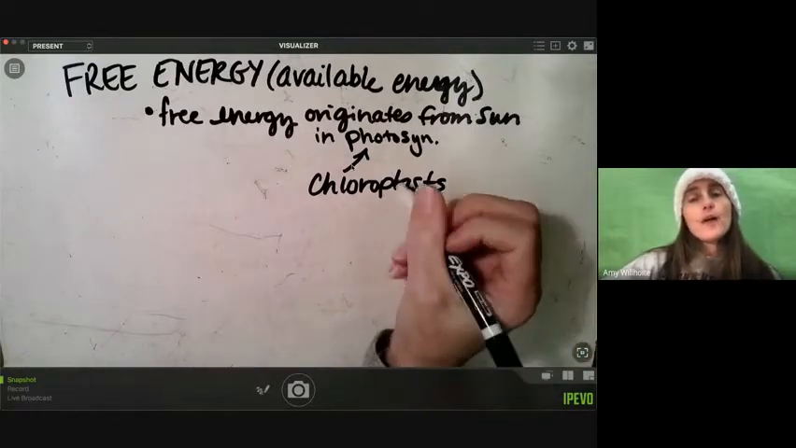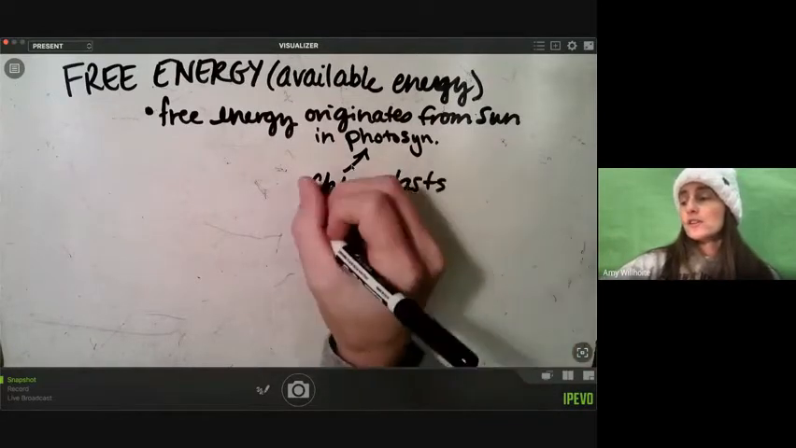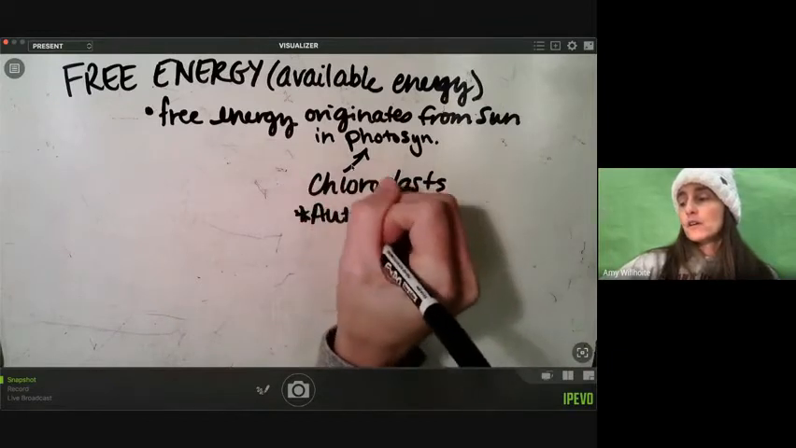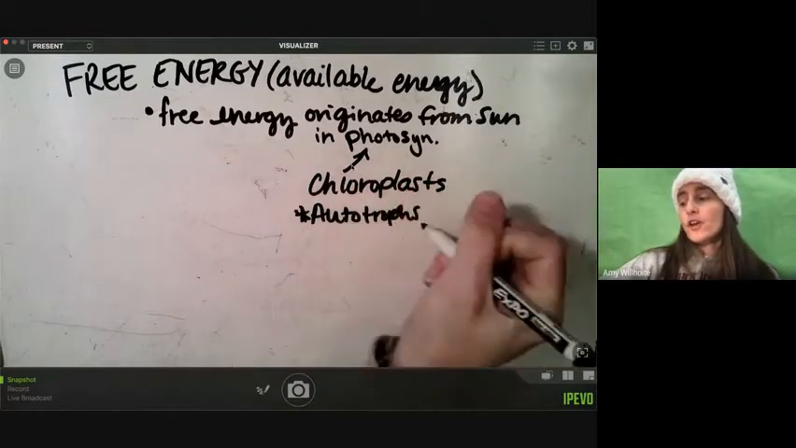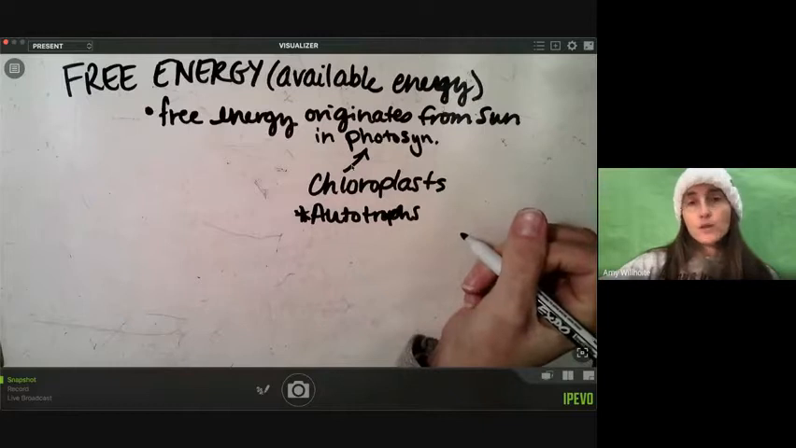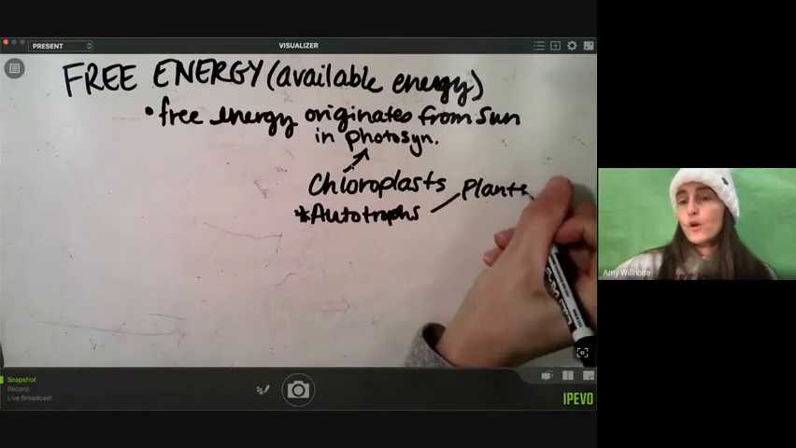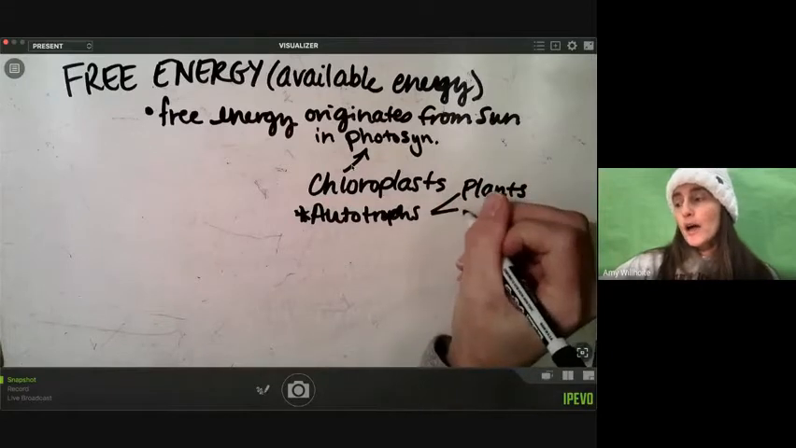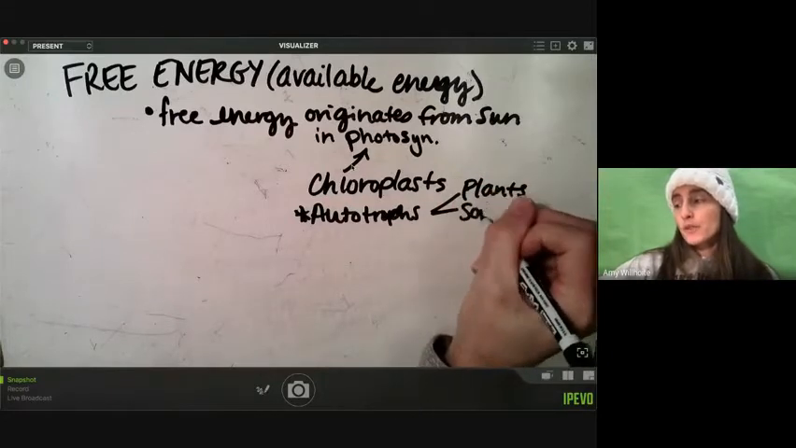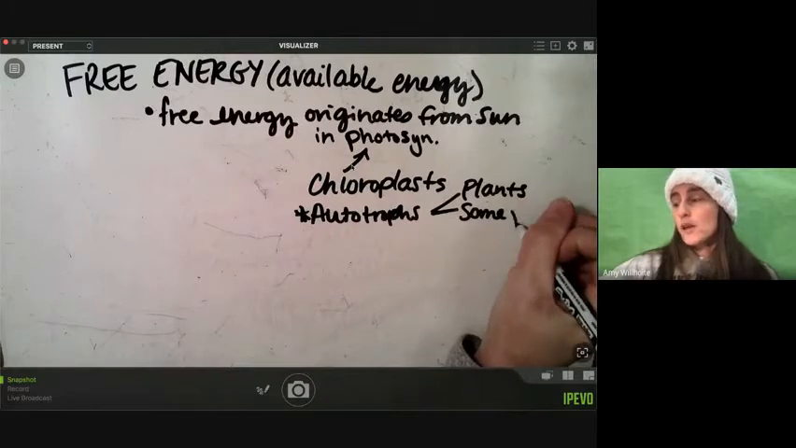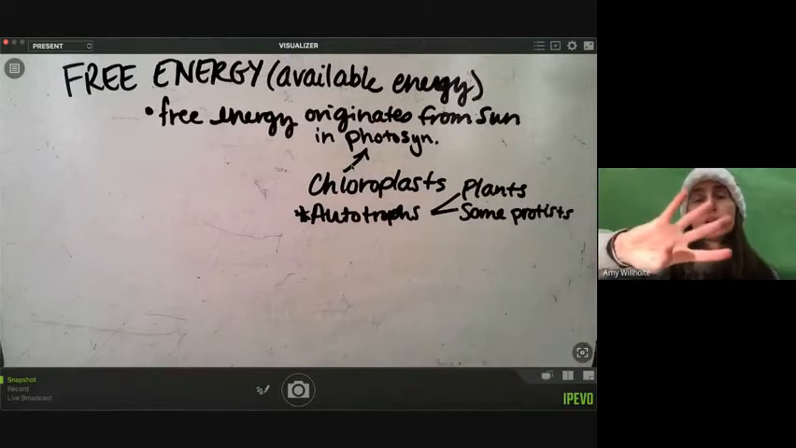So in the chloroplast is where photosynthesis occurs. This is in autotrophs. And you want to be very careful assuming that's only plants. It's not only plants. It's plants. And so I'm going to draw a little line here. Plants, of course. There are also some, I'm going to put some because it's important, it's not all, some protists.